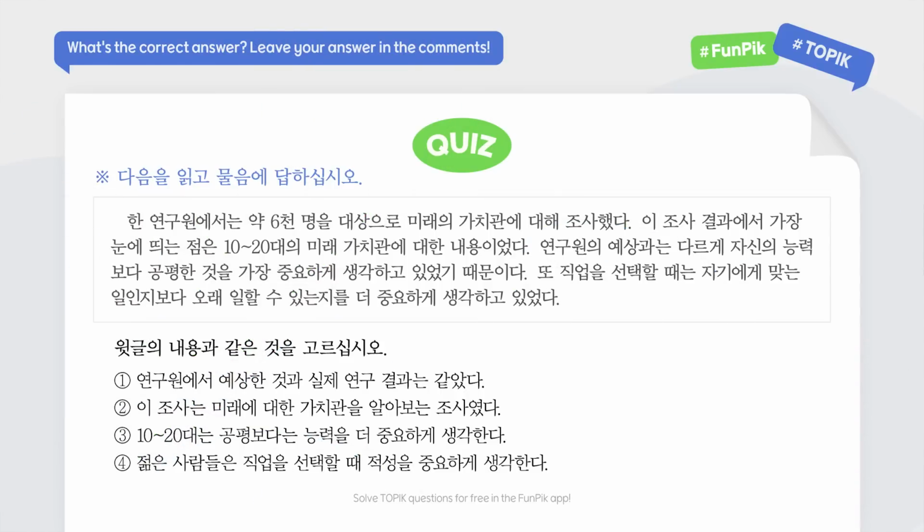All right, let's see if you have really understood this question type. Here is a question that you can try solving on your own. Please take a look at it and leave your answer in the comments down below.